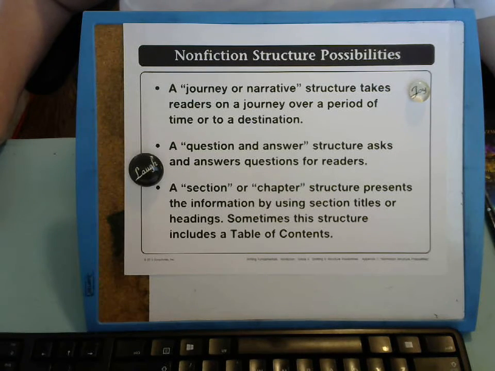The last bullet is a section or a chapter structure. This one is going to present the information by using section titles or headings. Sometimes this structure may include a table of contents. When I think of nonfiction, this is the one that I think of as most typical. So this is the one that most of the time, if I go pull a book off a nonfiction shelf or an informational text, this is what I think of as most common. But you can pick any of these 3.